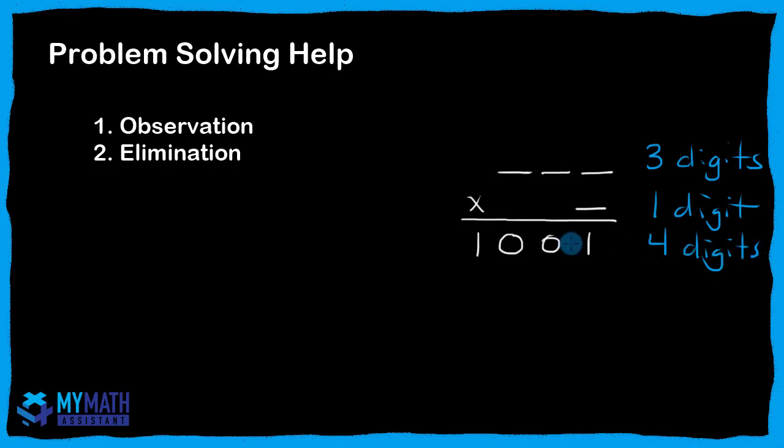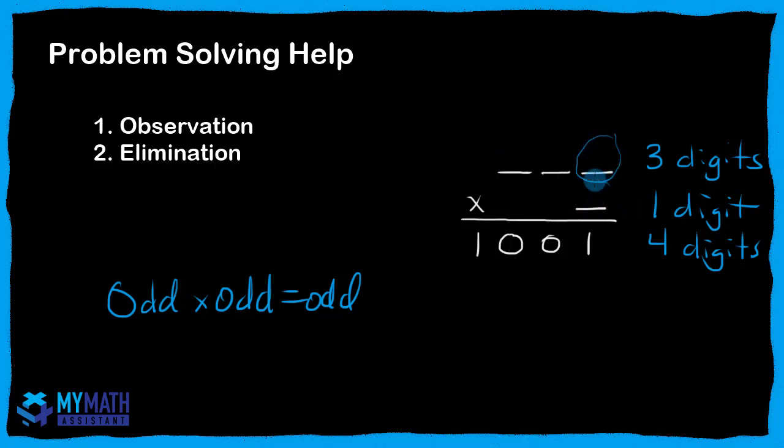I would also observe that this is an odd number. Now, when I think about what I know about multiplication, an odd times an odd equals an odd. And if either of the factors are an even number, then the product is also going to be an even number. So I can actually eliminate all even numbers, at least for the 3-digit number here and the 1-digit number. These have to be odd numbers, which means this has to be an odd number, and this has to be an odd number since every odd number ends in an odd number in the ones place.